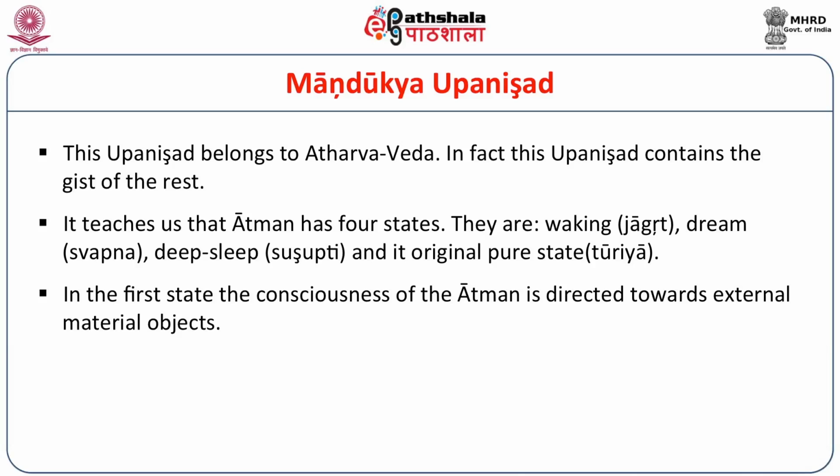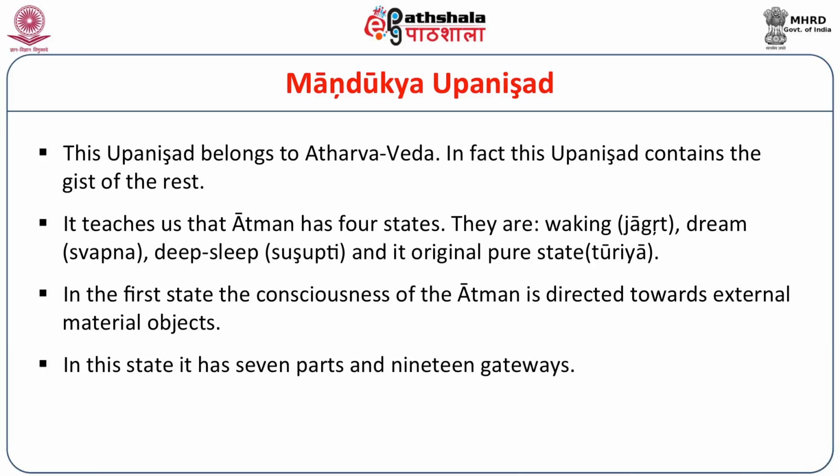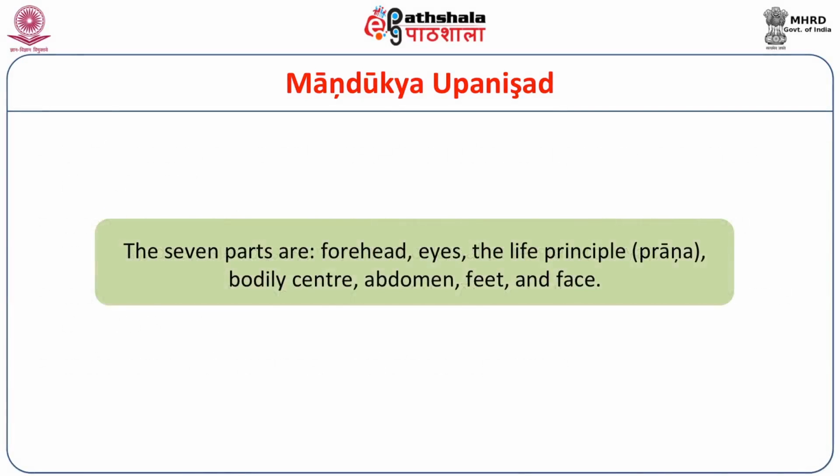In the first state, the consciousness of the Atman is directed towards external material objects. In this state, it has 7 parts and 19 gateways. The 7 parts are forehead, eyes, the life principle, bodily center, abdomen, feet, and face.